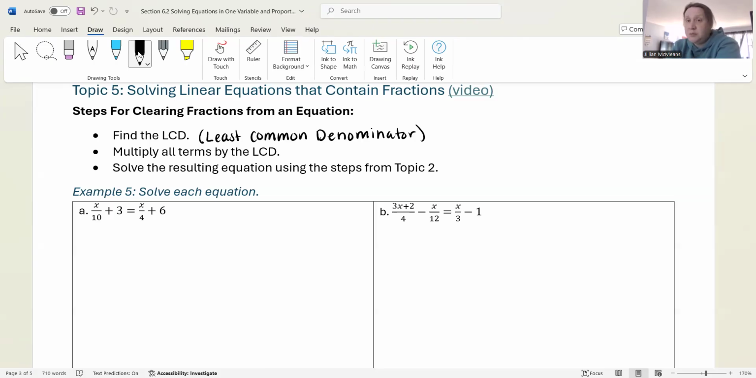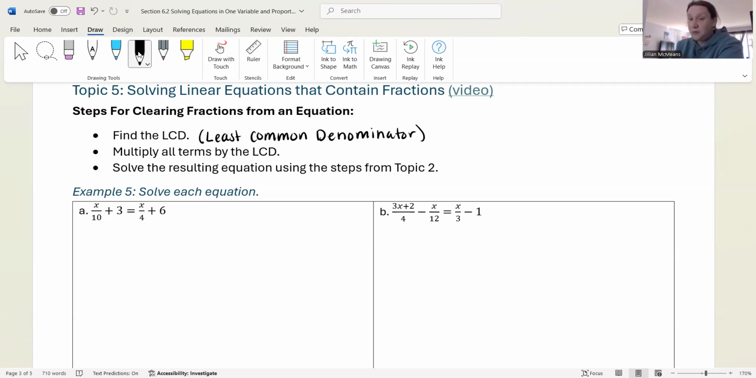Once you find your LCD, we then multiply all terms by the LCD. Now, some books will say multiply both sides of the equation by the LCD. I tell everybody just to multiply all of your terms by the LCD, okay? Because essentially, if you multiply both sides of the equation, you're going to distribute anyway. So I just say, hey, let's just get to it. Let's multiply all terms by the LCD.